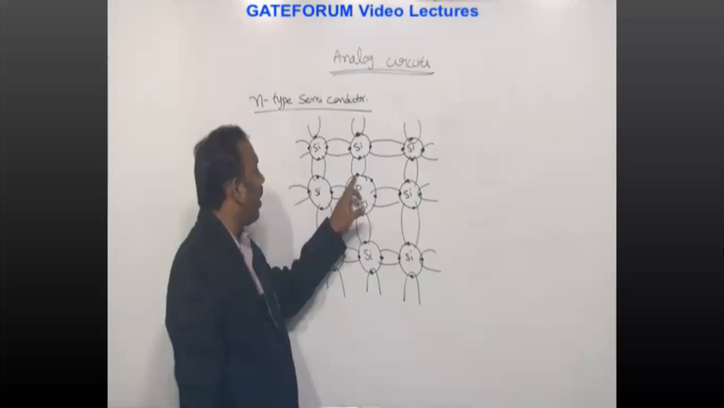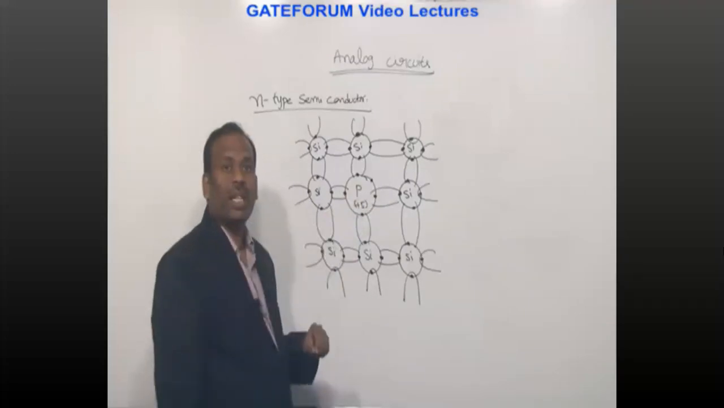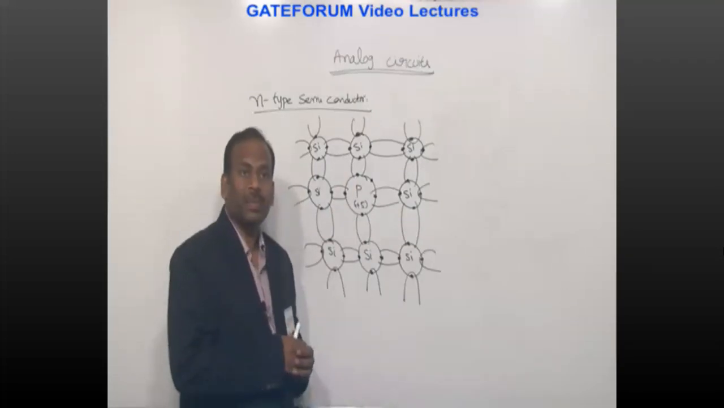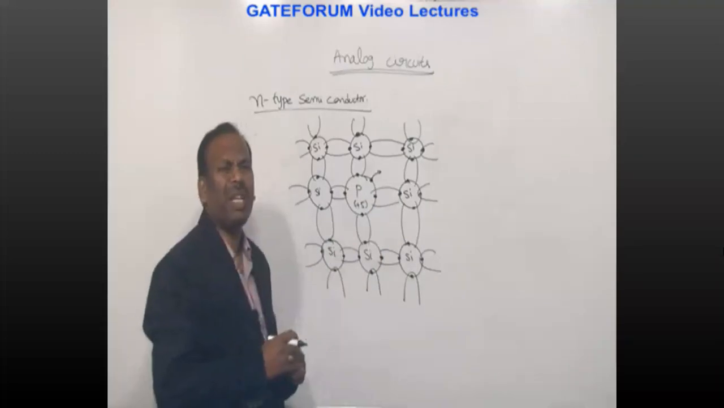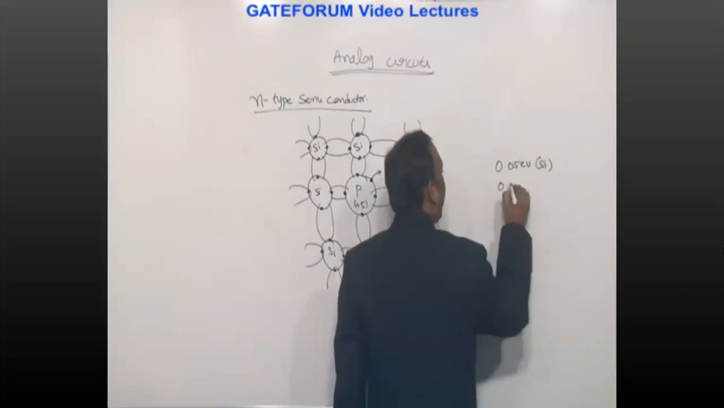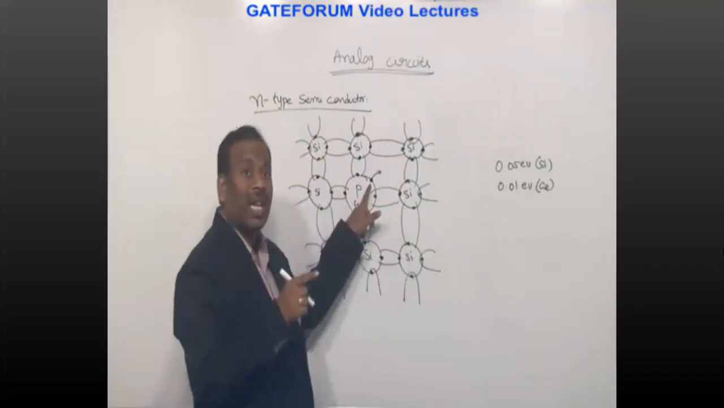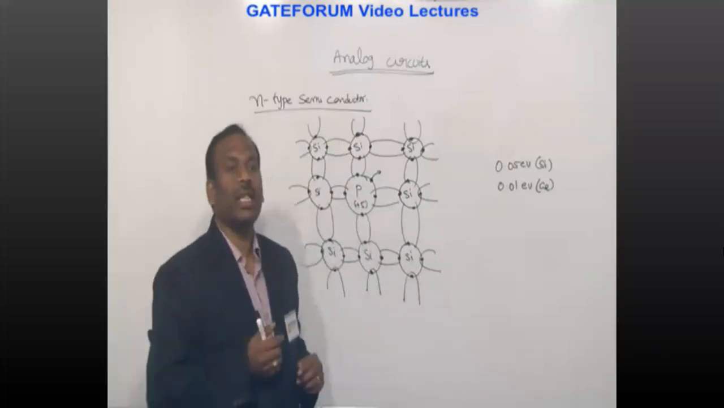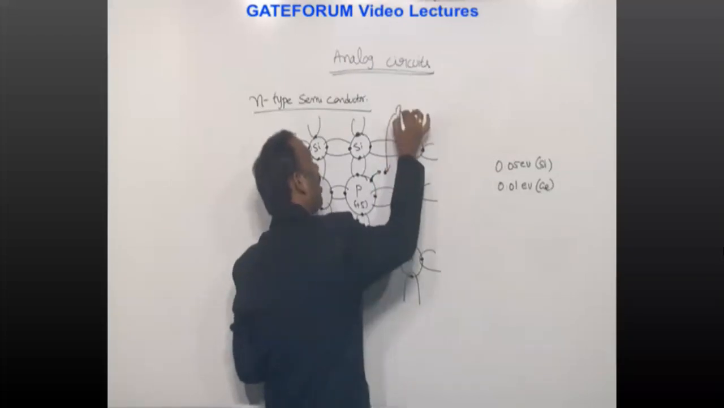Now, see here, out of 5 valence electrons of the phosphorus, only 4 form a covalent bond, whereas the 5th one is, now is it a valence electron or free electron? Still it is a valence electron only. Now, the amount of energy required to make this electron a free electron is very, very small. That is equal to 0.05 electron volt if it is silicon, 0.01 electron volt if it is germanium. So, this immediately becomes a free electron.